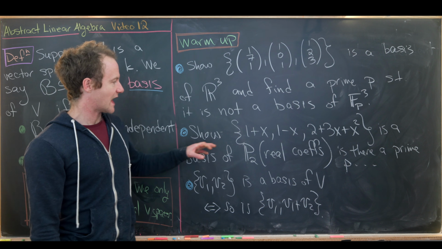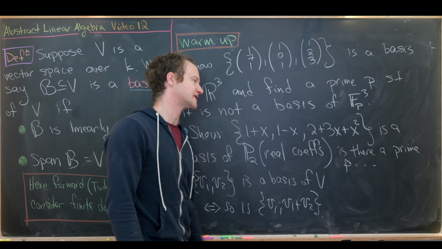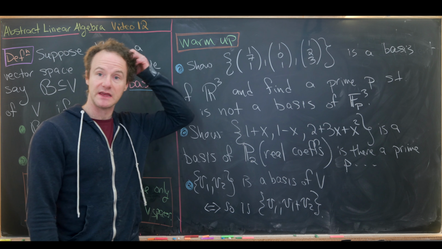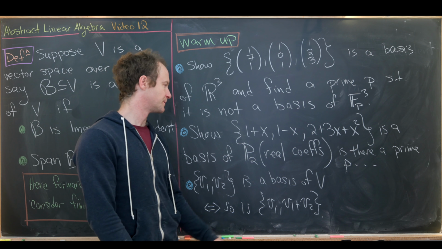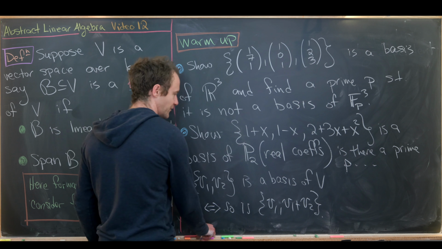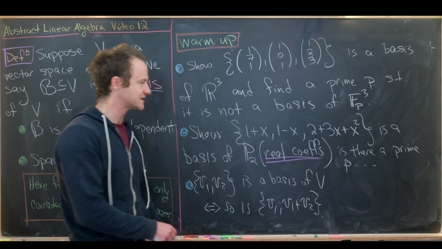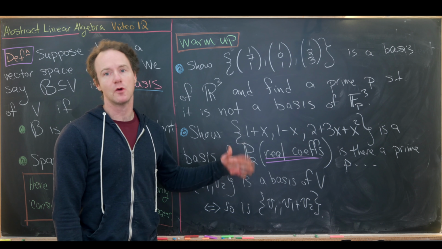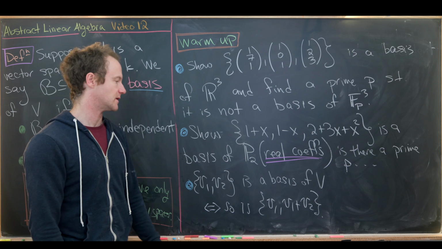Next, show that the set of polynomials 1 plus x, 1 minus x, and 2 plus 3x plus x squared is a basis of P2. Remember, that's polynomials of degree less than or equal to 2. So this says if we have real coefficients, but then answer the question again if there is a prime p where we're taking those coefficients to be in the field Fp.